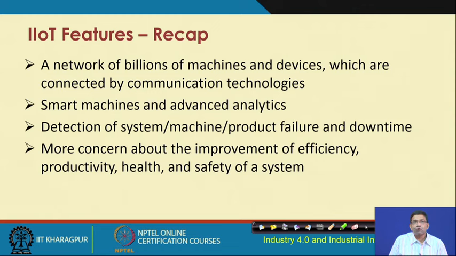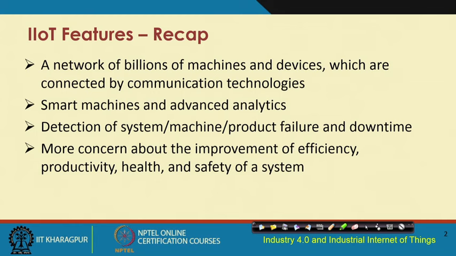These smart machines are also smart because they can detect by themselves if there is any failure at any point of time, or in the production line, and also if there is any machine downtime or production downtime. Everything will have to be detected on their own by these different smart systems, smart machines in these industries. So, we are talking about improvement of efficiency, productivity, health, safety, etc. of the systems. So, how can this be done?